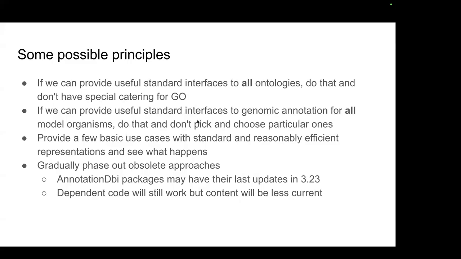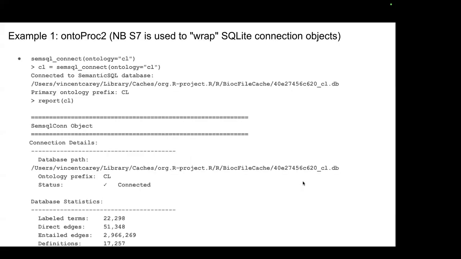Once you have come up with this principle, then you can come up with a few basic use cases and see what happens in the user and developer world and figure out what needs to be tuned up. And so my hope is we can gradually phase out approaches that are actually obsolete. We'll do annotation DBI for 3.23. Dependent code will continue to work. It might even work in 3.24, et cetera. But I'm not going to run the pipeline again to update these things. If you want the latest annotation, you'll have to come to a new approach.